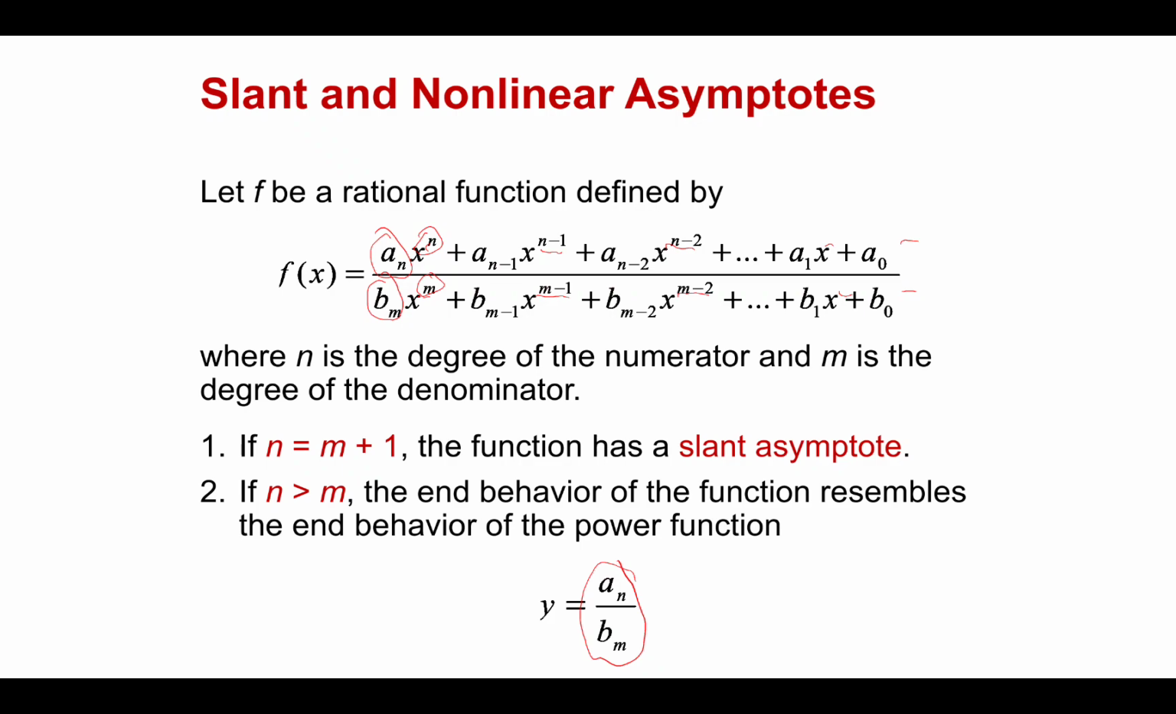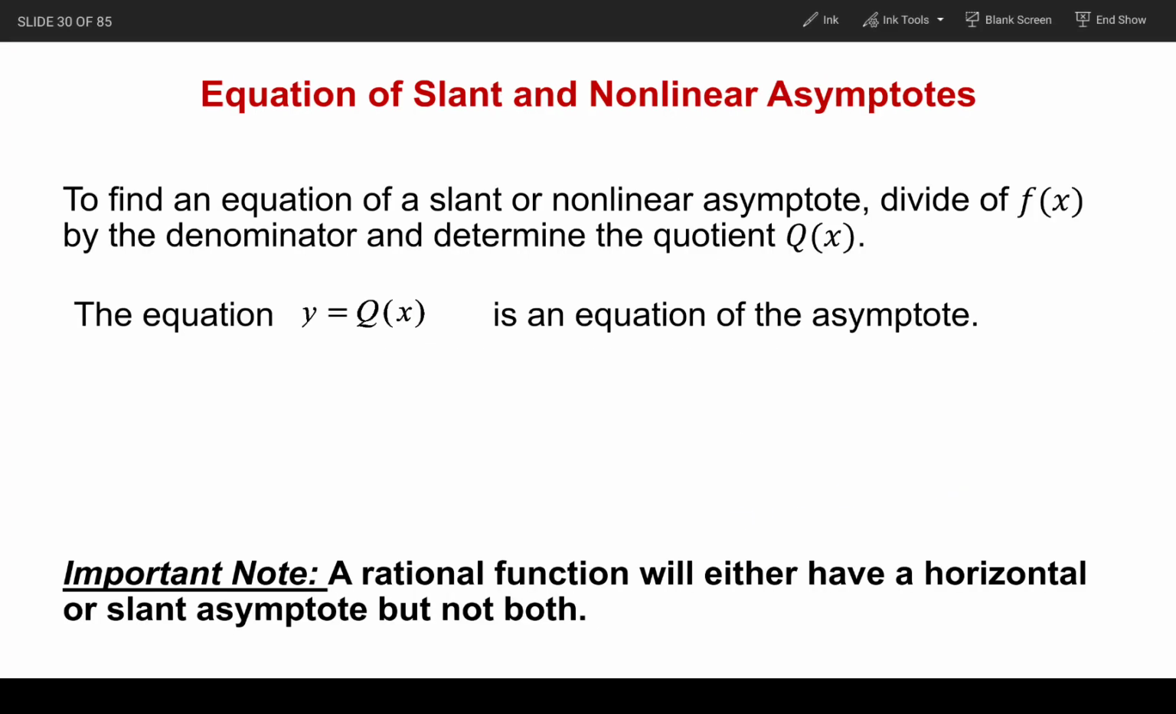If n is greater than m by 1, so that would be n is equal to m plus 1, we have a slant asymptote. So maybe this is a 3, then this is a 2, 2 plus 1 is 3. Or if this is a 5, then this is a 4. That's kind of the idea. Basically, if this one's only 1 greater, we create a slant asymptote. So let's look at some of these.